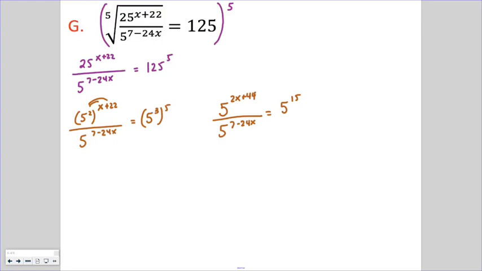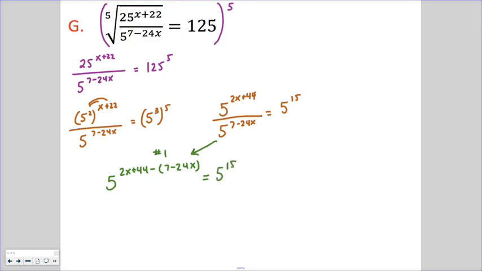All right, we're super close on getting the bases the same on the left and the right, so we can start setting the exponents equal to one another. I am going to do one of two things. Option number 1 is I can apply the rules of exponents when the bases are being divided. So that means I've got 5 to the power of 2x plus 44 minus the whole denominator power, 7 minus 24x. Now, the one thing we're going to want to make note of is that negative sign has to apply to both of the terms in the denominator. So just be careful on that. I see a lot of mistakes made on problems like this. That's equal to 5 to the 15th.